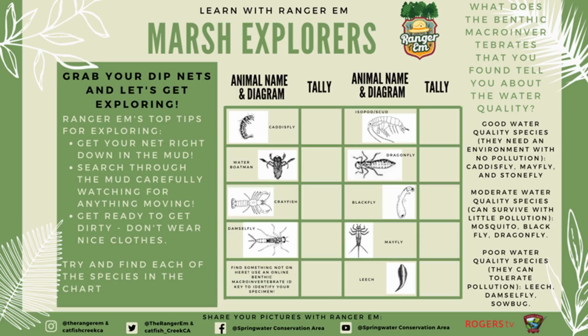But always make sure you have permission to participate in this activity if you're going on someone else's property. You want to make sure you scoop down deep into the mud to stir up the bottom of the pond, as that's where all our benthic macroinvertebrates are going to be, because that's the benthic layer. Once you bring a scoop out of the water, you want to search through it very carefully, making sure you're watching for anything moving. Try and find all the benthic macroinvertebrates on this chart.